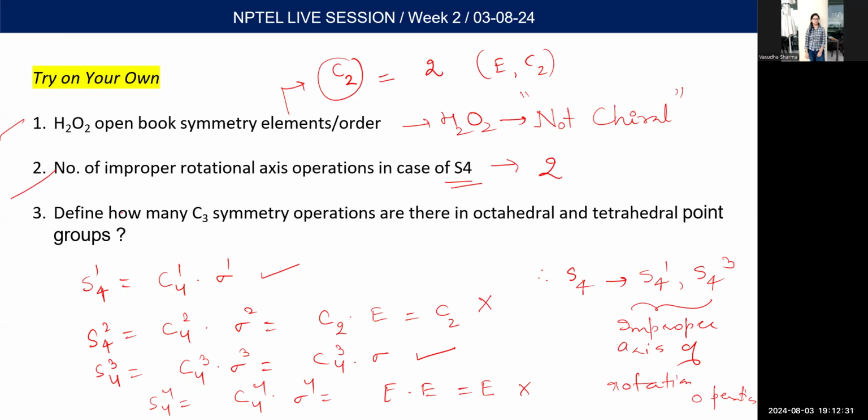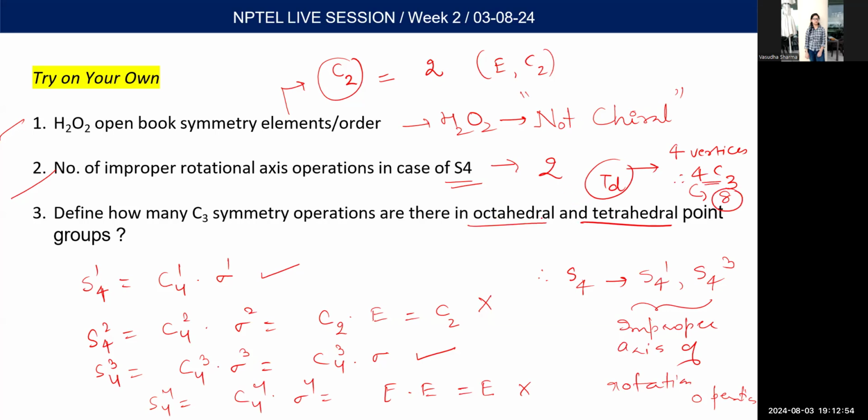Now define how many C3 operations are there in the octahedral and tetrahedral. In tetrahedral, I've already told you the tetrahedral point group. Tetrahedral has four vertices and therefore it would have four C3s, and one C3 gives you two operations. So therefore four C3 would give you 8 operations. So the answer for this one is 8.